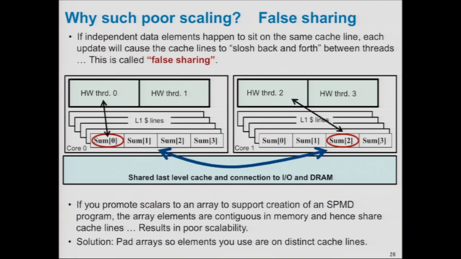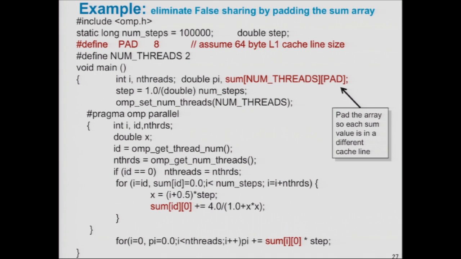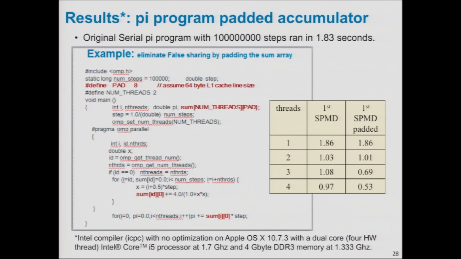The simplest solution is, well, we can just pad the arrays. If we put each value in a different cache line, then we won't have a problem. So we'll try that. We'll just go and pad the array. Now each sum value is in a different cache line, and that means we have to access sum a little bit more complicated, but not too much more complicated. And if we do that, we actually get pretty good scaling now. Not quite a speedup of 4, but better than 3.